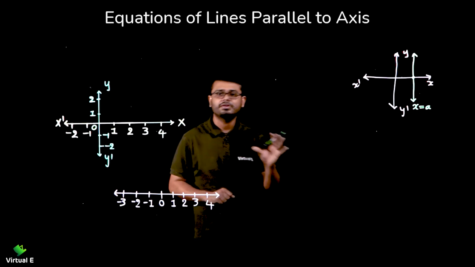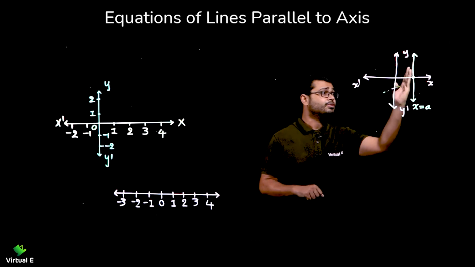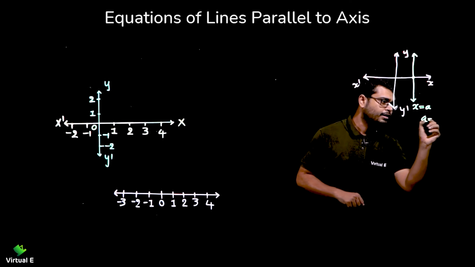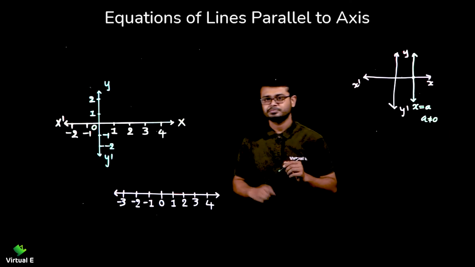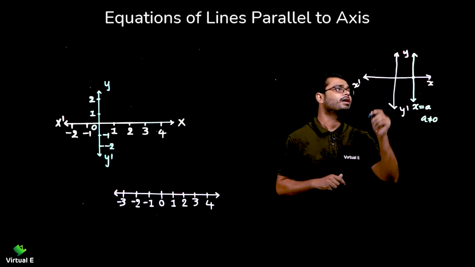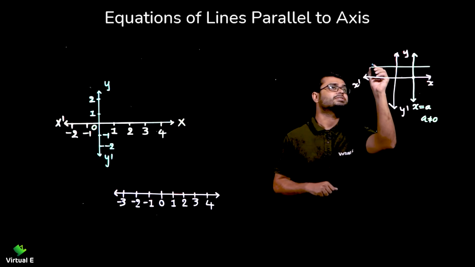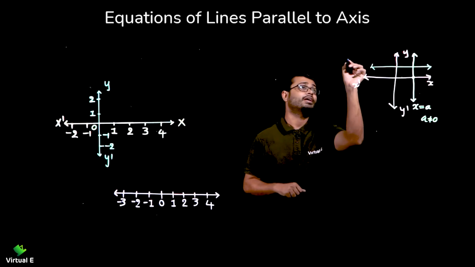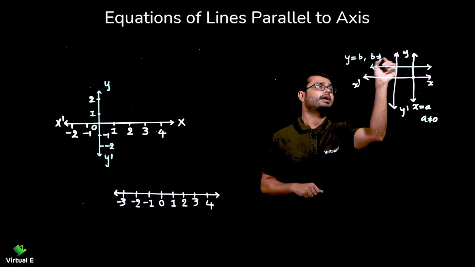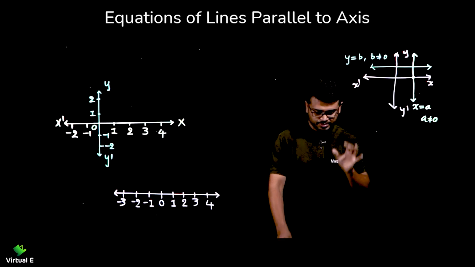It could be positive, it could be negative as well, right? But it cannot be 0. If it is 0, it will be on the y-axis. We can write a cannot be 0. Now if it is parallel to x-axis, it will look something like this, and the equation we can write as y is equal to b, where b cannot be 0. So this is what we are going to discuss.